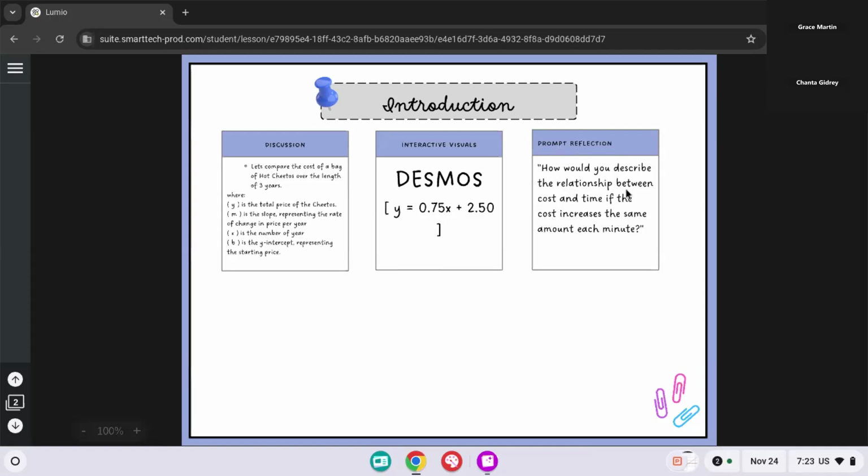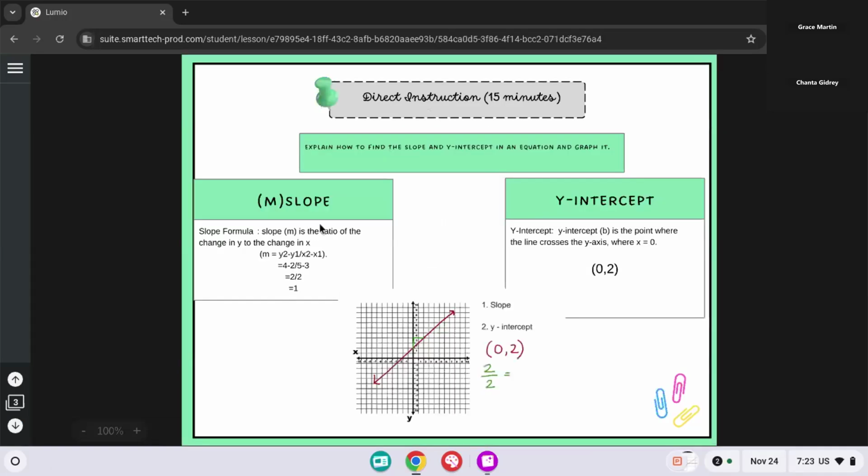Here are some reflection questions. I also asked ChatGPT to prompt these, and it asks those higher order thinking questions just to get the students' brains going. And then here's the direct instruction portion. I go over the slope formula with them, y-intercept, just showing them. I also asked ChatGPT to create a graph, and it created this graph for me. And here are the examples of slope and the y-intercept.